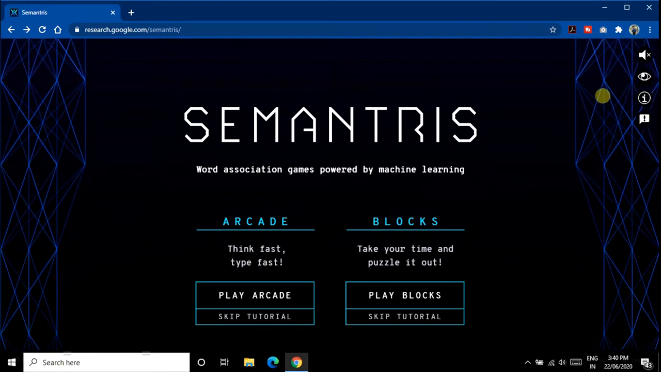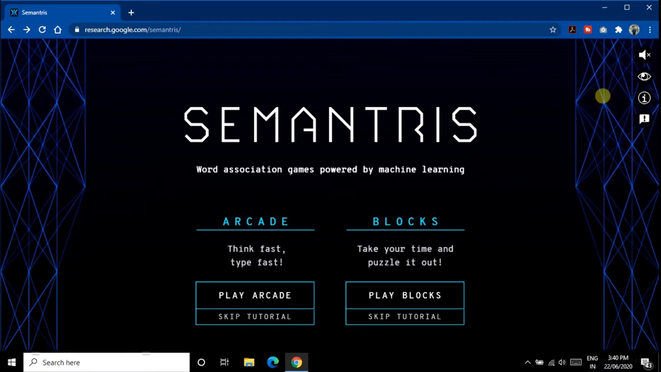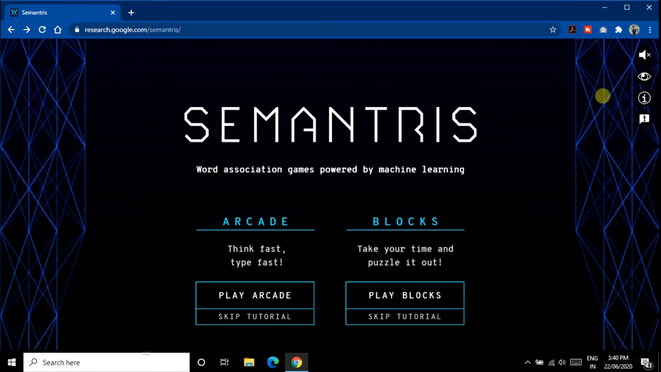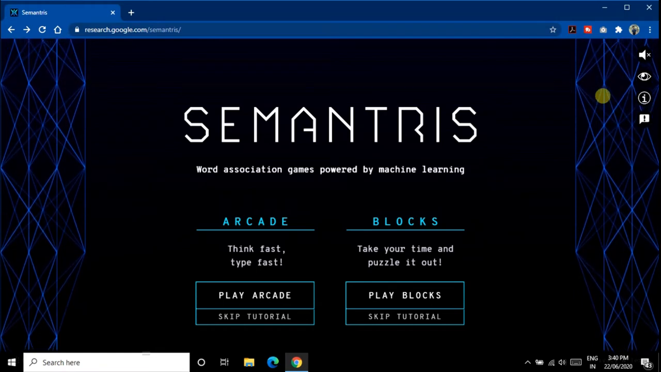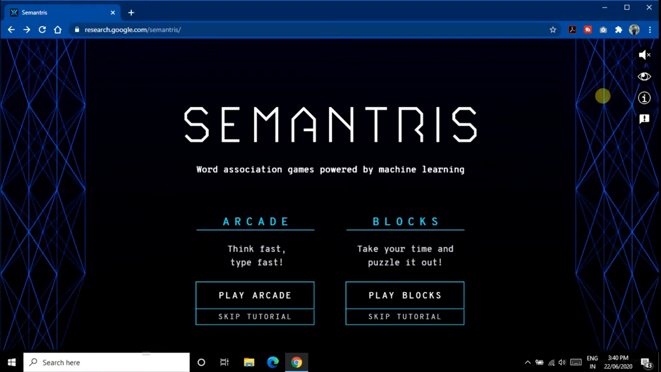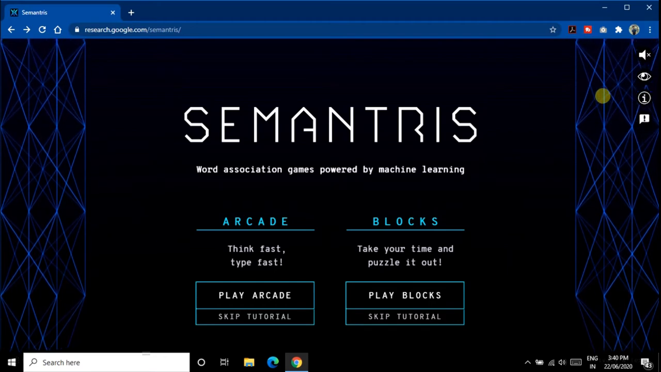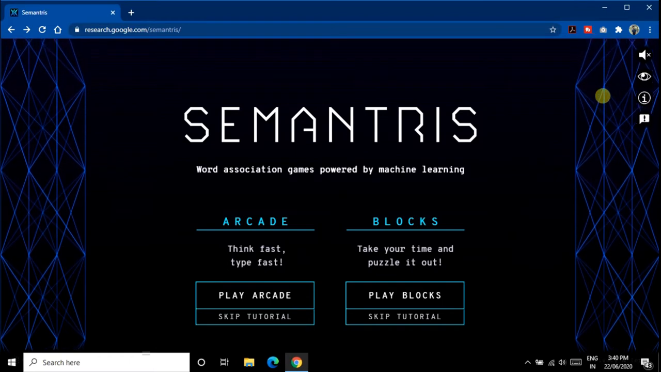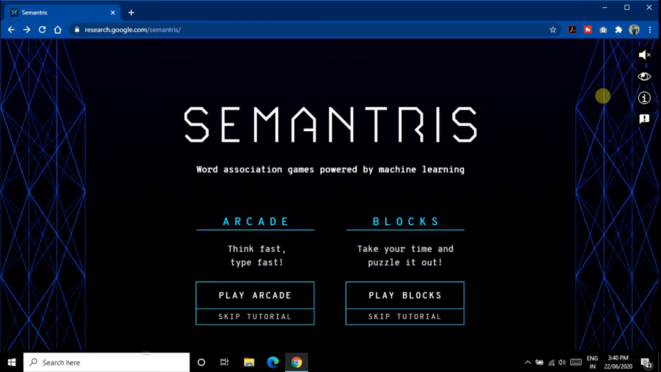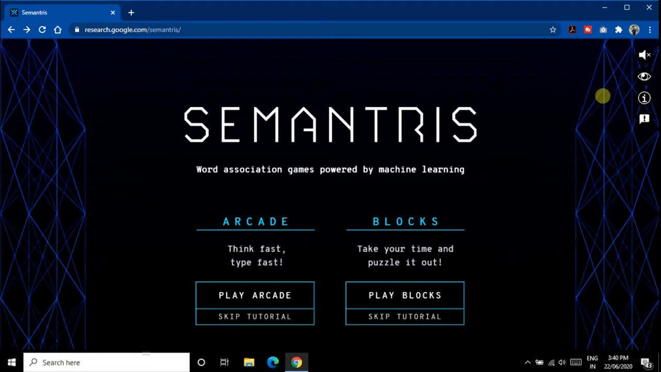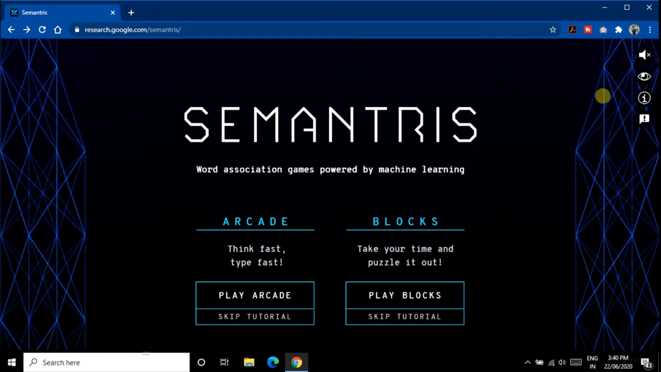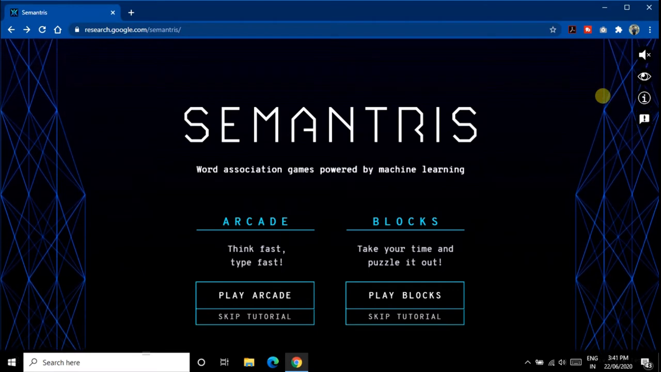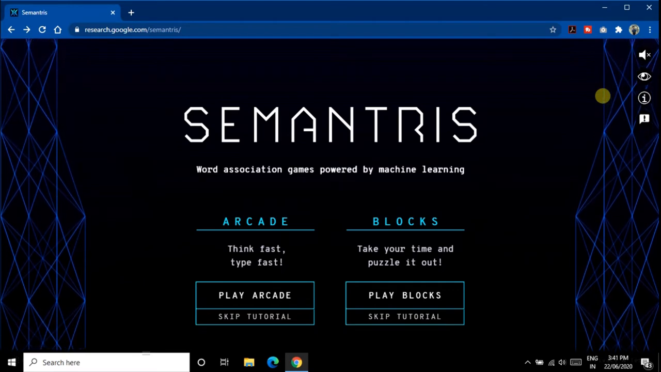So here in Semantris, whatever blocks are there, and whatever word is inside a block, let it be forest, for example. The word forest will make you guess a word related to it, such as trees, plants, vegetation, birds, lakes, oceans, everything that comes in a forest. Alright, so this is how the Semantris word game is actually played.